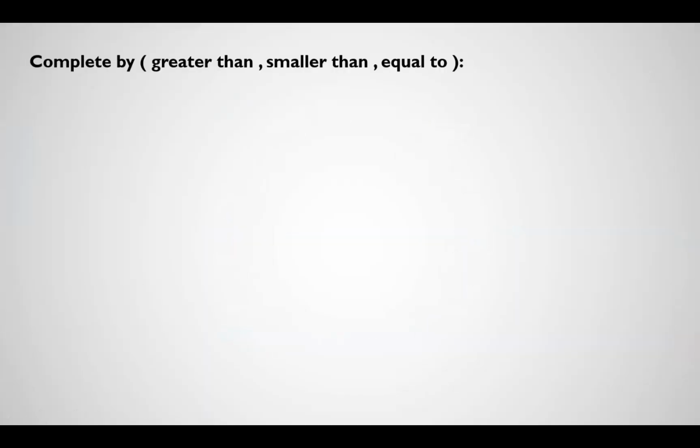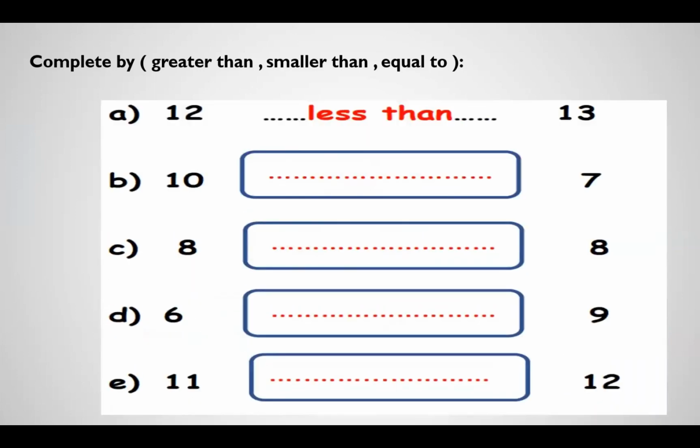Here, complete by greater than, smaller than, or equal to. We are going to write the word. Like the first one here, letter A, 12 is less than 13 because 12 here is the small. So we choose the word small. Smaller than means less than. So we will write the word smaller or the word less. They are the same.